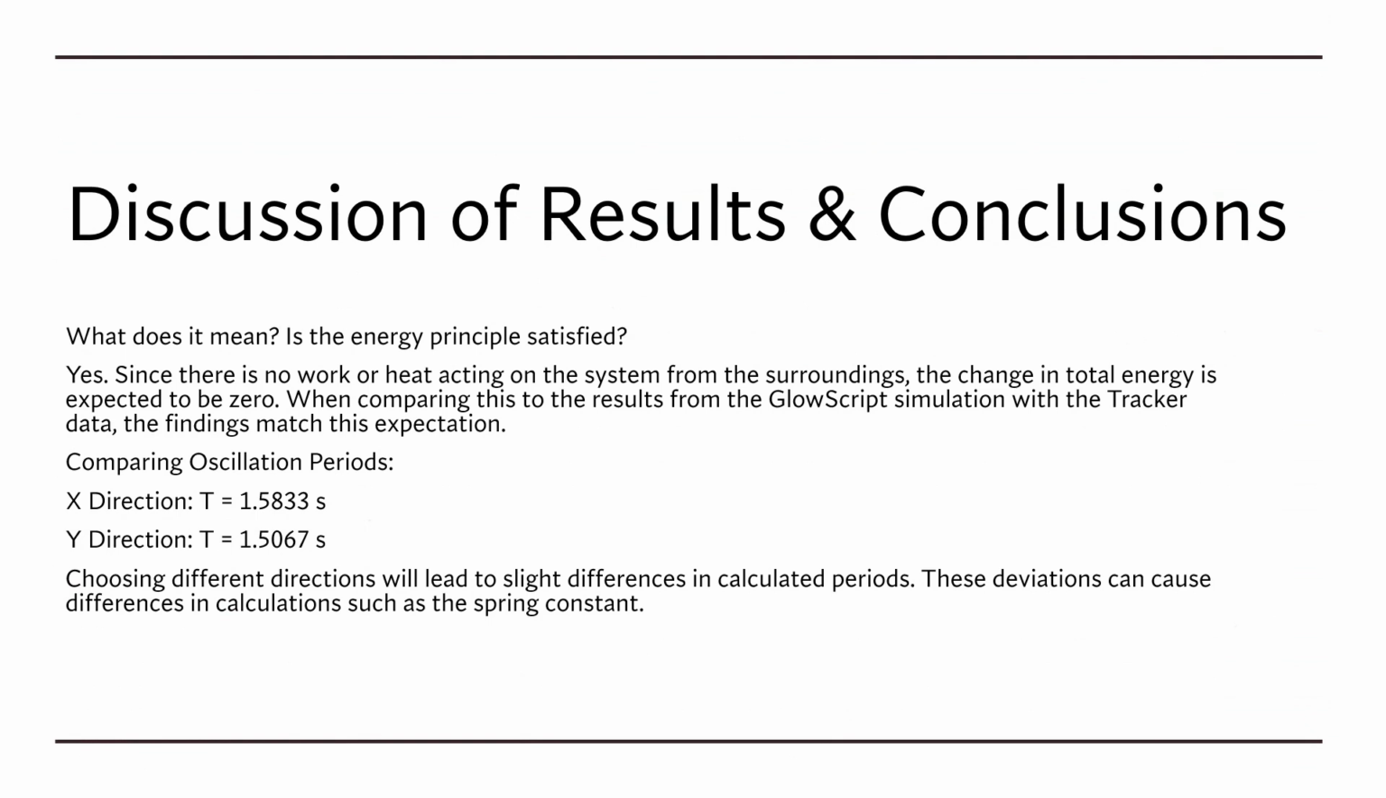match this expectation. So after calculating the average oscillation period for the x direction and the y direction, you can see that they're quite similar, but not exactly similar. This shows us that choosing different directions to calculate your oscillations will lead to slight differences in the periods. These deviations can cause differences in calculations, such as the spring constant.